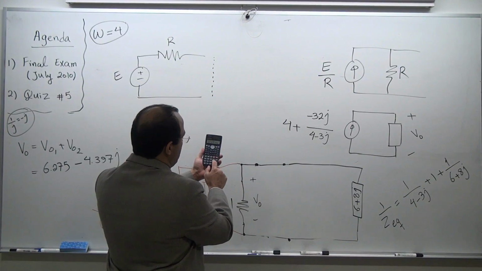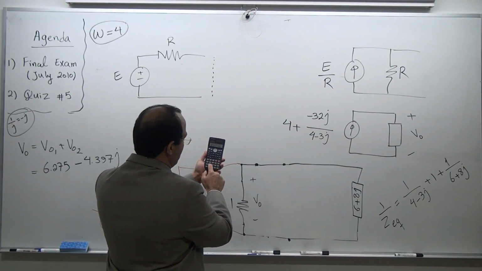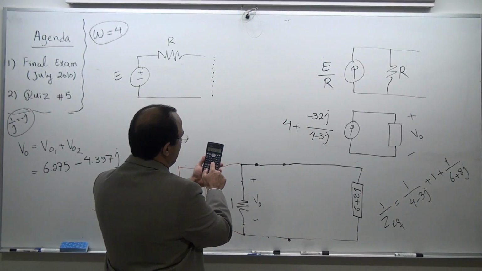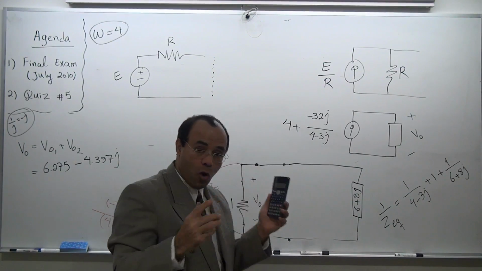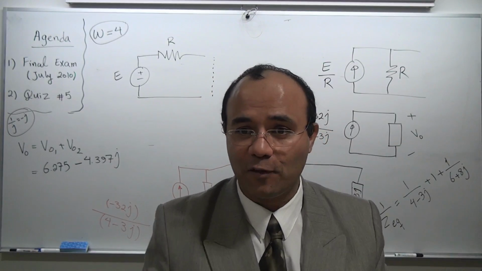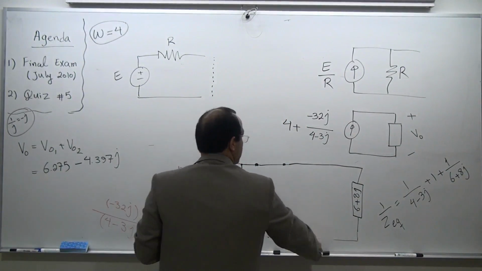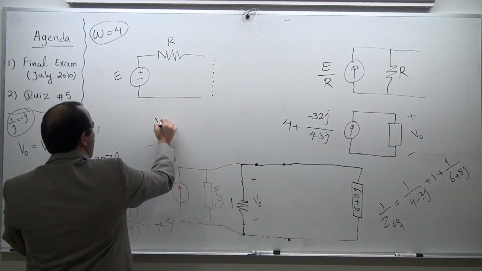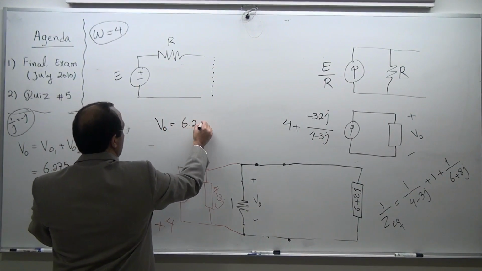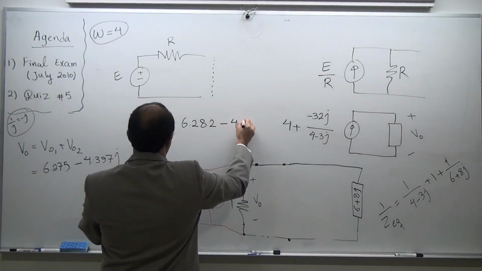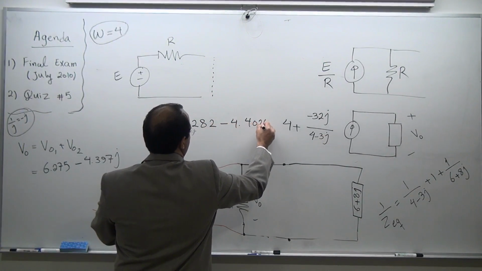4 plus, open bracket, minus 32J divided by open bracket, 4 minus 3J, close bracket, and I hope and pray to have the same answer as before. Yes, I do. VO is equal to 6.282, shift equal sign, minus 4.4026J.